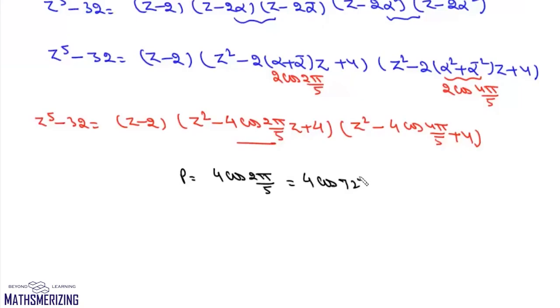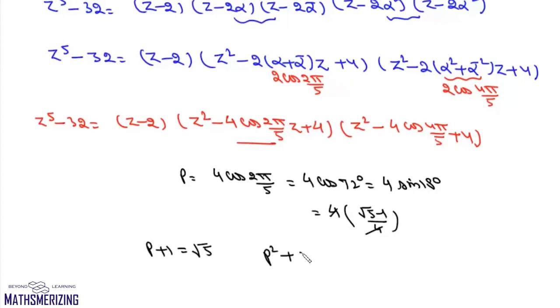Which is 4 cos 72 degrees, and which is also 4 sin 18 degrees. Now sin 18 degrees is root 5 minus 1 by 4. We'll cancel this 4 with 4. We can write p plus 1 equals root 5. Now we square it. We'll get p square plus 2p plus 1 equals 5. From here we can say the value of p square plus 2p is nothing but 4. And that is the answer to this question.